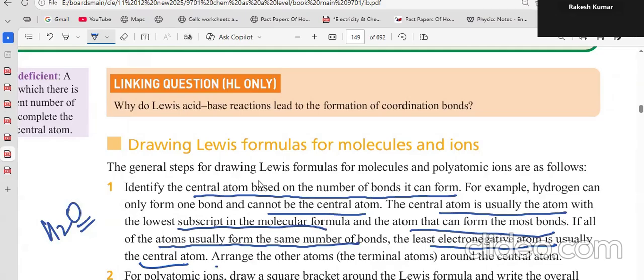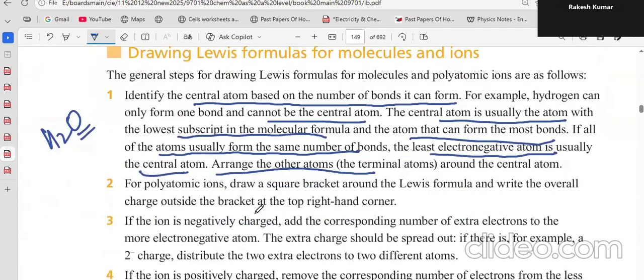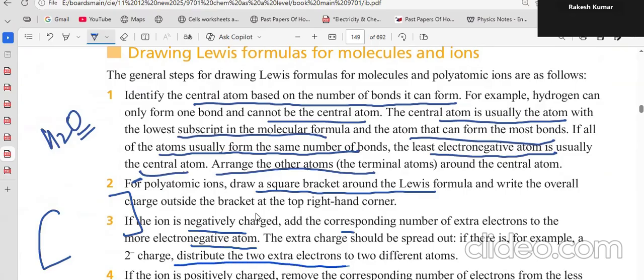So, arrange the atoms around the central atom. Draw a square bracket around the Lewis structure and write the overall charge if there is one. If the ion is negatively charged, add the corresponding extra electrons to the more electronegative atom. And the extra charge should be spread out. For example, if there is a 2 charge, distribute it on 2 different atoms.